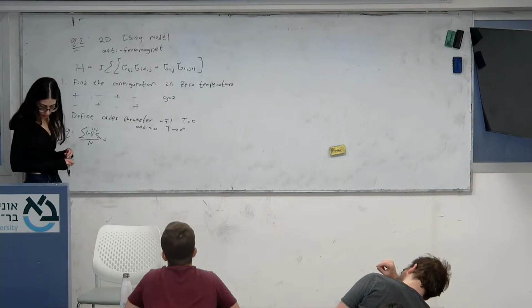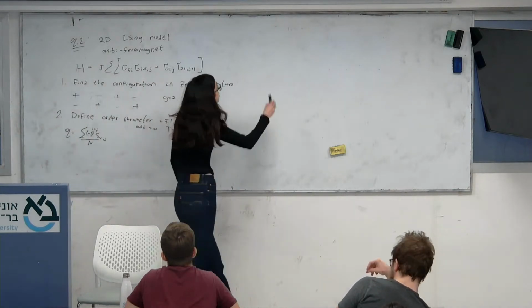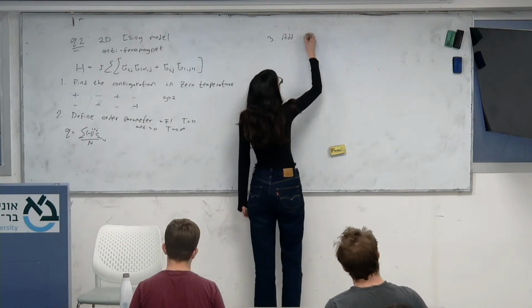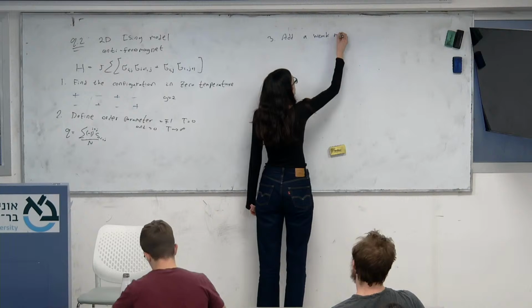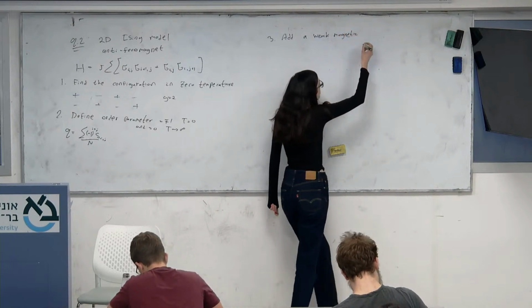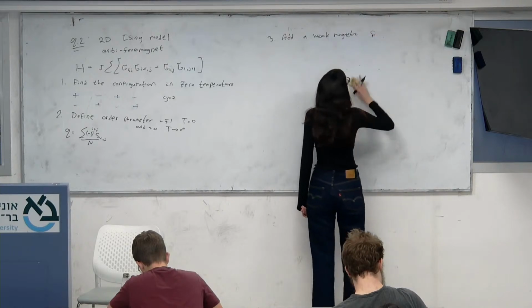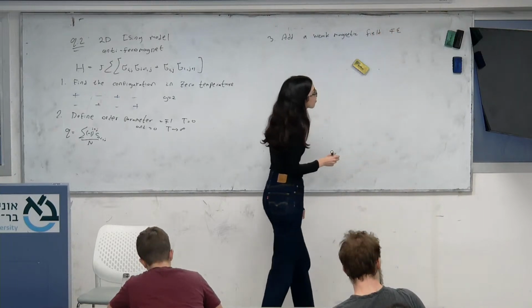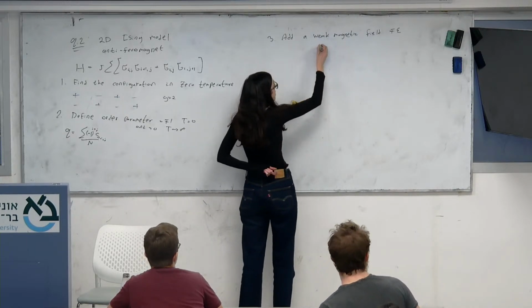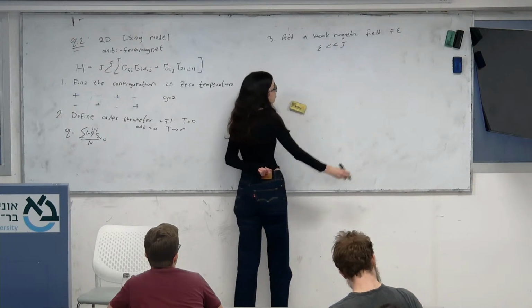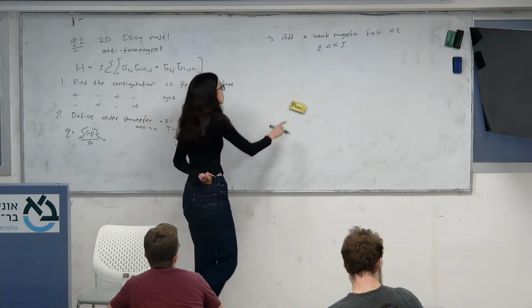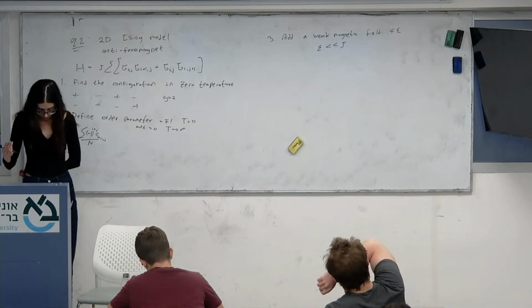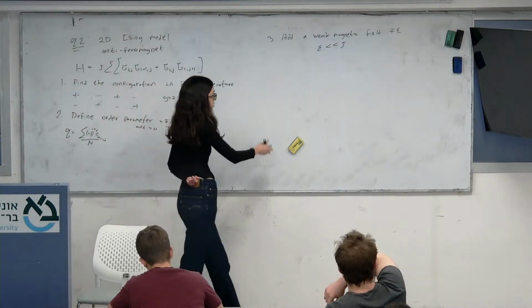Okay, then I think it's the last one. So we add a weak magnetic field that is equal to plus minus epsilon, where epsilon is much smaller compared to the coupling J. And the question is: is the system going to undergo a finite temperature second order phase transition?